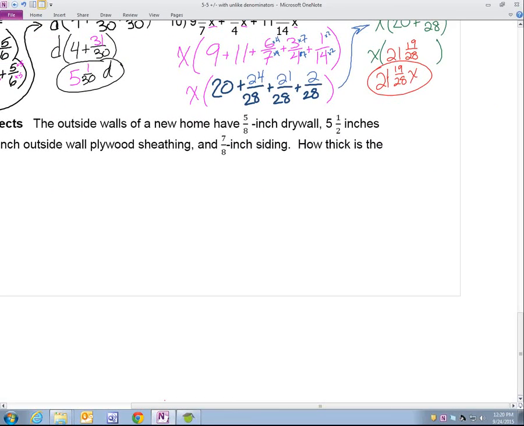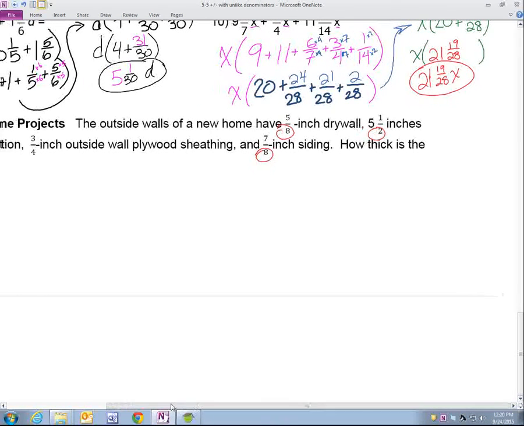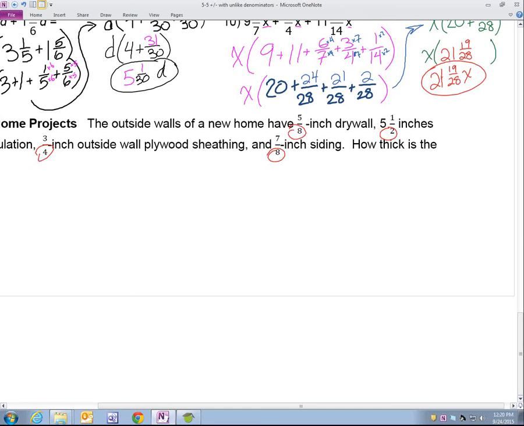This one here, since we have 2, 8, 8, and 4, the least common multiple of those 4 is 8. So you would do 8 and add those up.